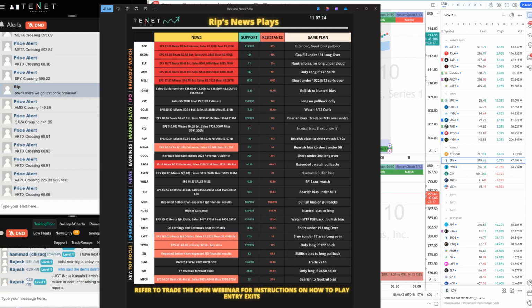Every morning, me and my team, we create a game plan for the day. Usually we have news, breakout watch, upgrades, downgrades, earnings, but today it was mostly all about earnings. You can see the top earning plays: APP, Qualcomm, ELF, ARM, Mara, among others. We were watching Moderna, Bros, as well. I'll try to recap a few of those, not all, but the ones that I focused on.